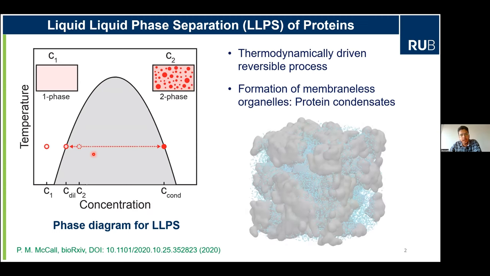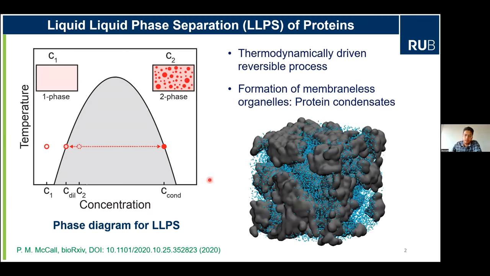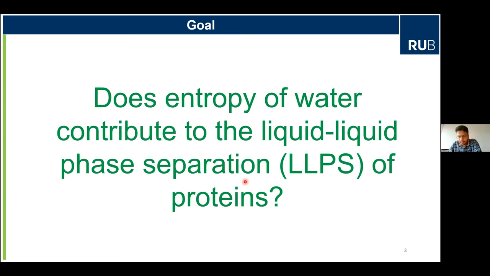What we are interested in today are the water molecules present inside these protein condensates. The main question we are going to ask is whether the thermodynamics of the water molecules, the entropy of the water molecules, contribute to the thermodynamic driving force of this phase separation process.